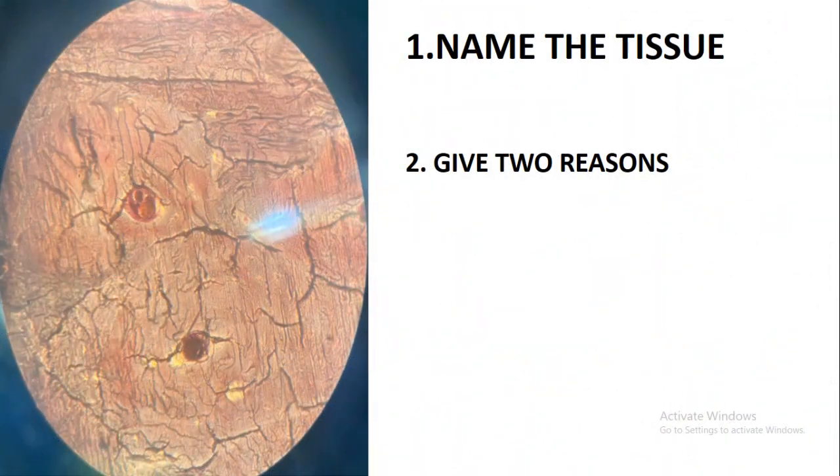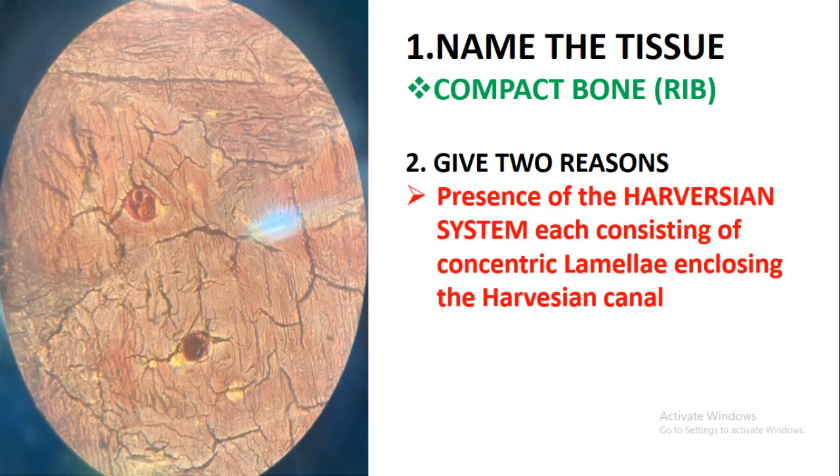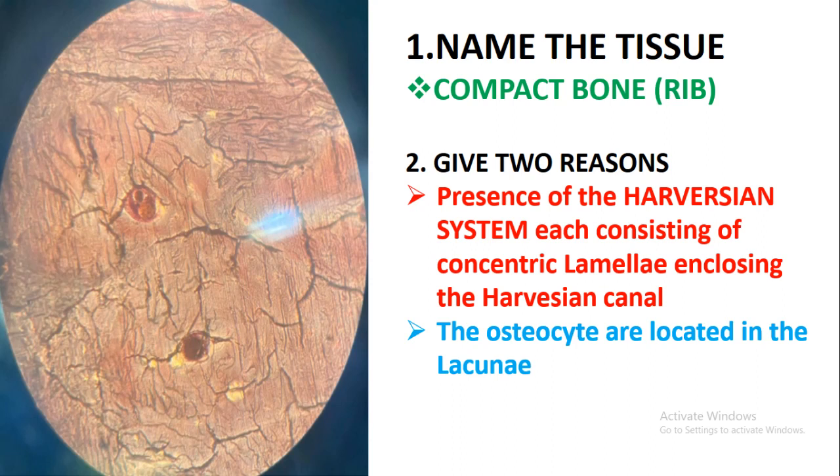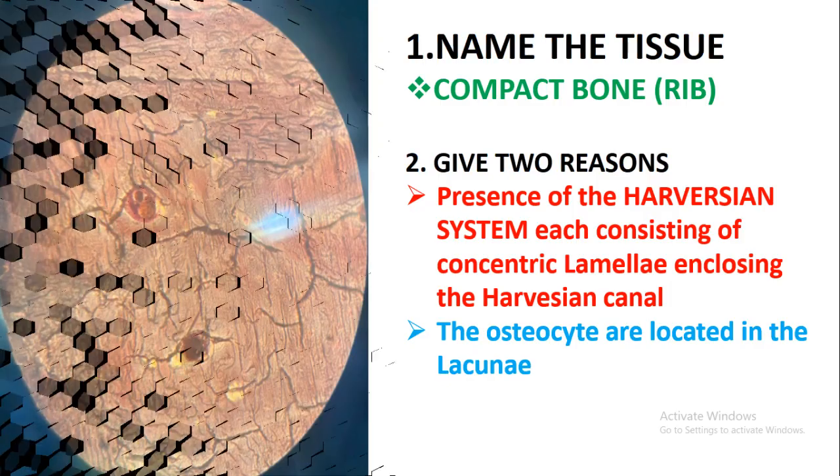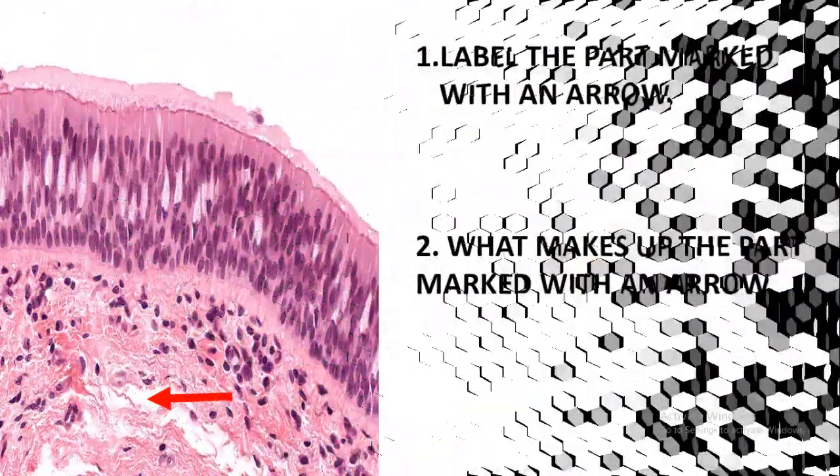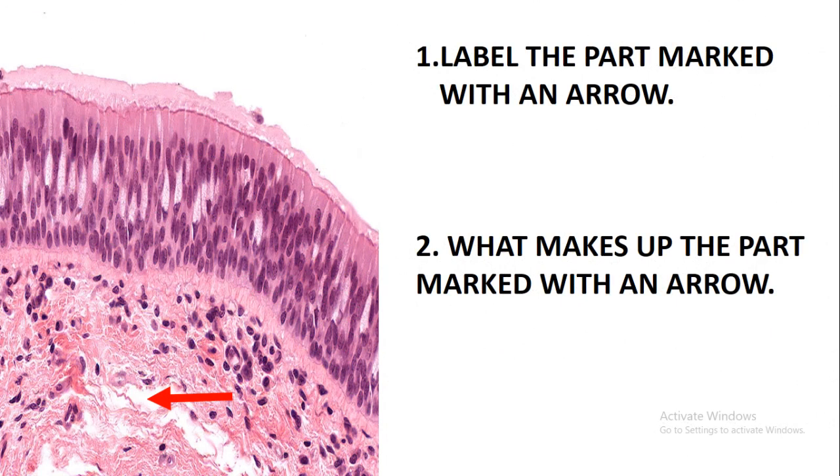The next slide is name the tissue. This tissue is just the compact bone, specifically the rib. And then give two reasons. One, the presence of the Haversian system, each consisting of concentric lamellae enclosing the Haversian canal. Two, the osteocytes are located in the lacuna. We all know that the osteocytes have to be in the lacuna. Next. The next question is label the part marked with the arrow.